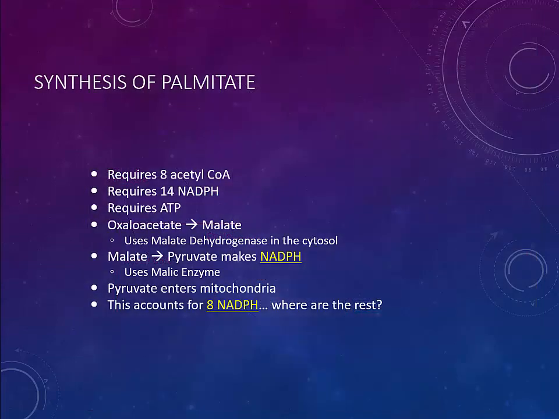We're now mostly ready for synthesis. We have the 16 carbons in the form of acetyl-CoA. We have most of the NADPH needed. This came from the malate to pyruvate reaction. The other 8 NADPH come from a different pathway we're not covering, but is covered in metabolism classes, named the pentose phosphate shunt.